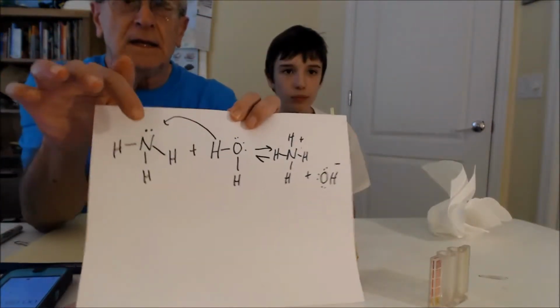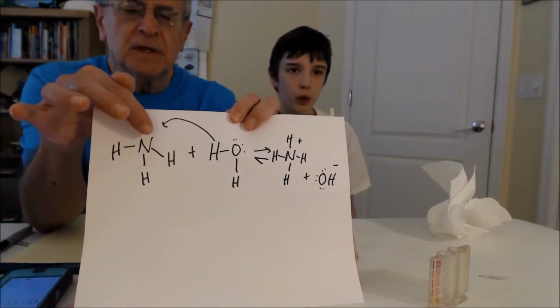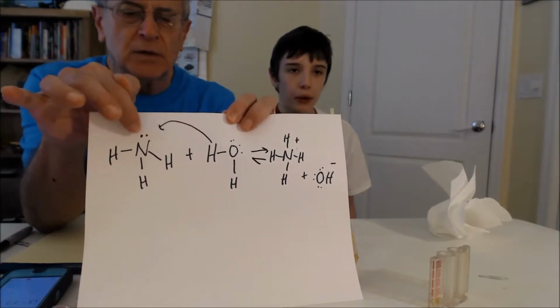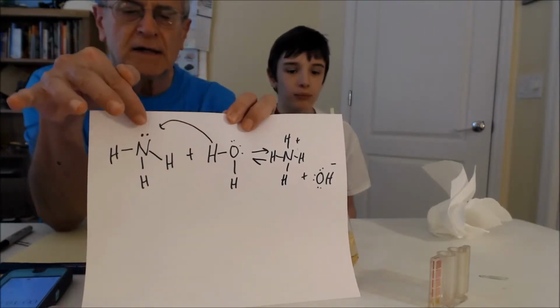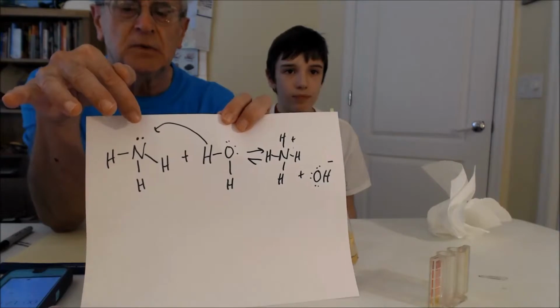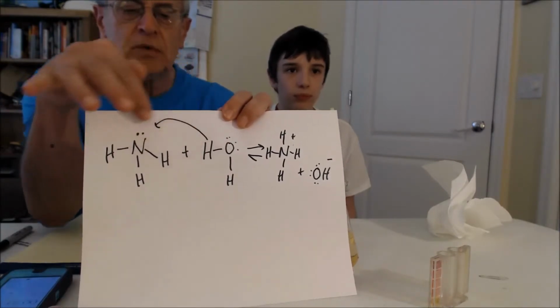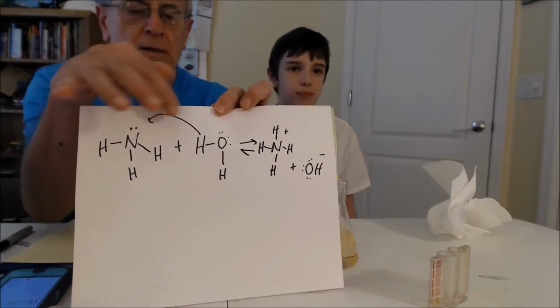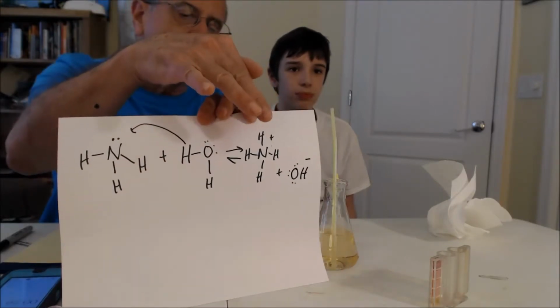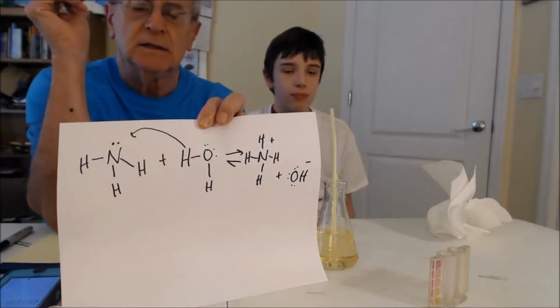NH3 has this two-electron pair, which is able to attract a proton to it. So it's a proton acceptor, and therefore it's a base. So it will pull a proton off of water and produce the ammonium ion and hydroxide. So that makes it a base.